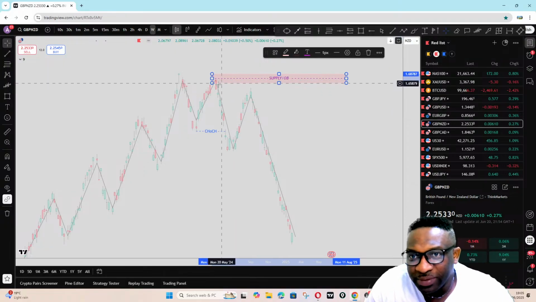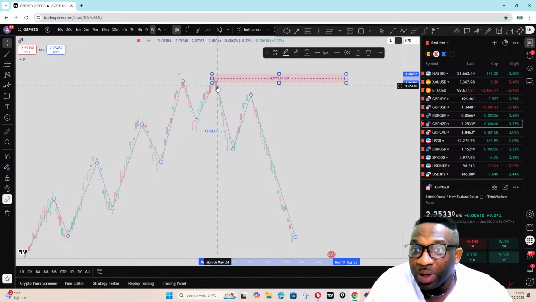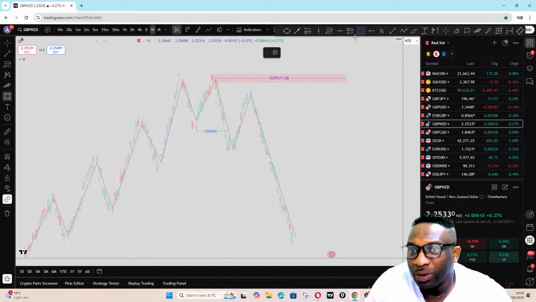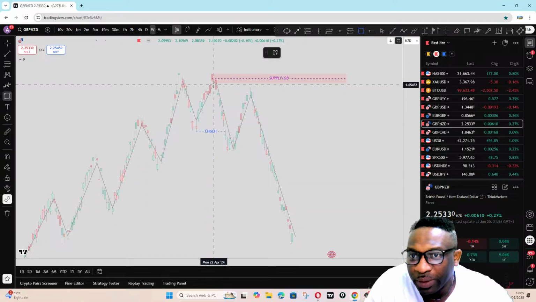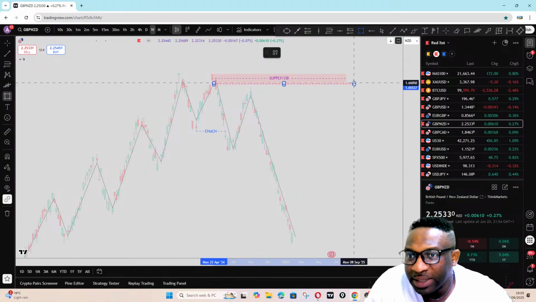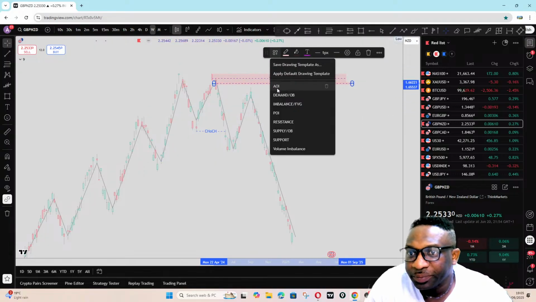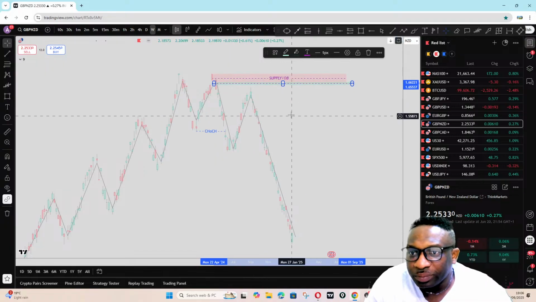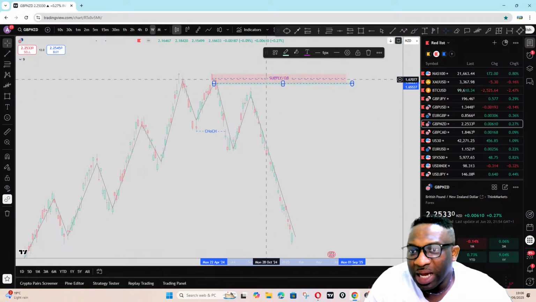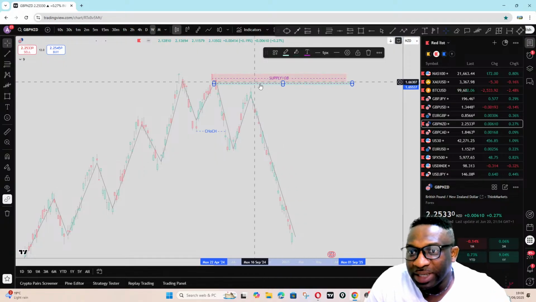Let's say perhaps there is also an area we identify on the chart as an imbalance area. We can mark that as well. Let's say we have a small imbalance here attached to this supply area. We mark that as well. This now becomes our target area, or our area of interest.